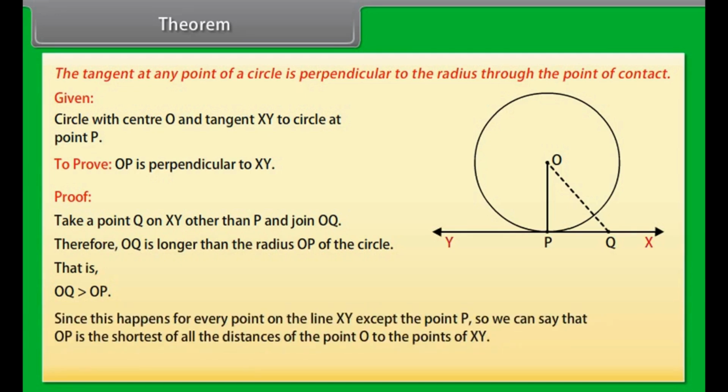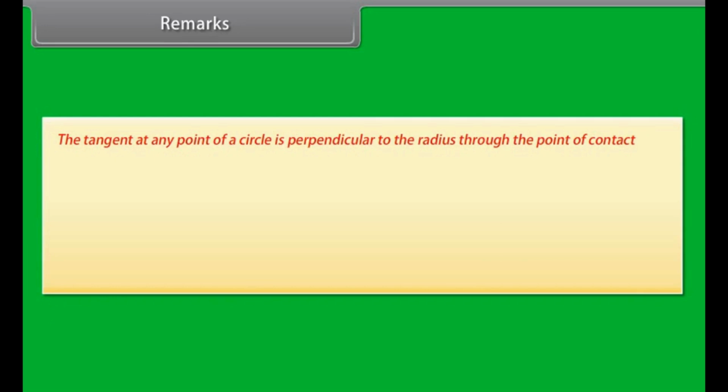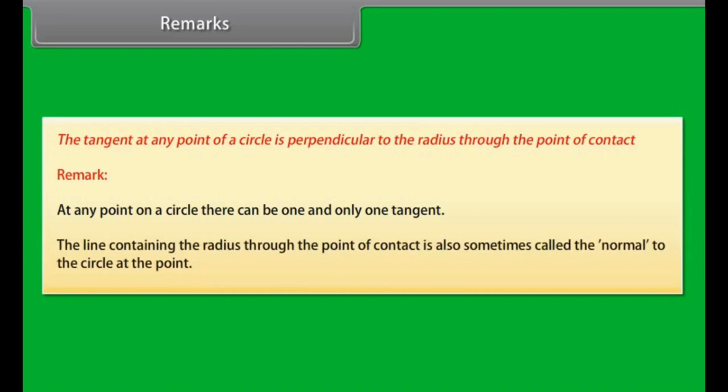Since this happens for every point on the line XY except the point P, we can say that OP is the shortest of all the distances of the point O to the points of XY. Hence, OP is perpendicular to XY. Remarks. From this theorem, we can also conclude that at any point on a circle, there can be one and only one tangent. And the line containing the radius through the point of contact is also sometimes called the normal to the circle at the point.